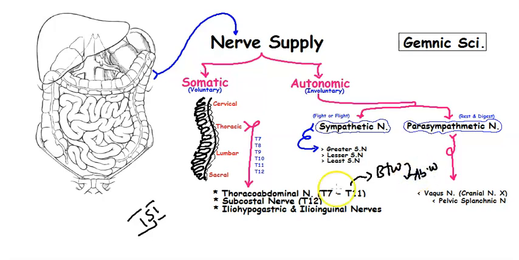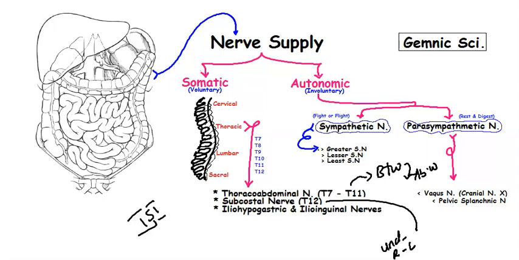What about the next one, which is the subcostal? The subcostal basically runs under the ribs and supplies the lower abdomen. And the last but not the least, which is the iliohypogastric and ilioinguinal. What these do is they simply control the lower abdominal muscles and the skin near the groin.